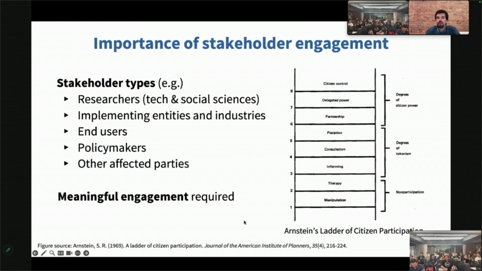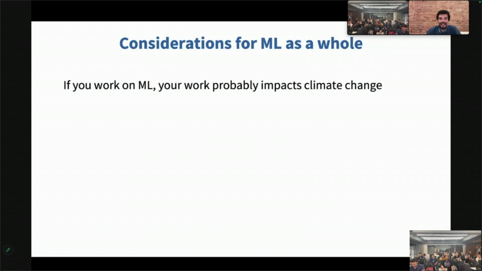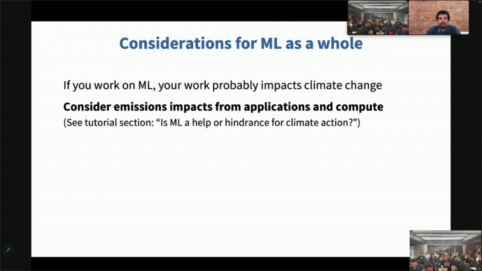There is a useful figure that you might want to look into afterwards called Arnstein's ladder of citizen participation. You can look at this and learn more about it. I've mostly focused on considerations for machine learning for climate projects. I want to also mention that even if you're someone who doesn't explicitly work on climate change, it can still be a central consideration in how you do your general machine learning work. If you work on machine learning, for better or worse, your work is probably impacting climate change.